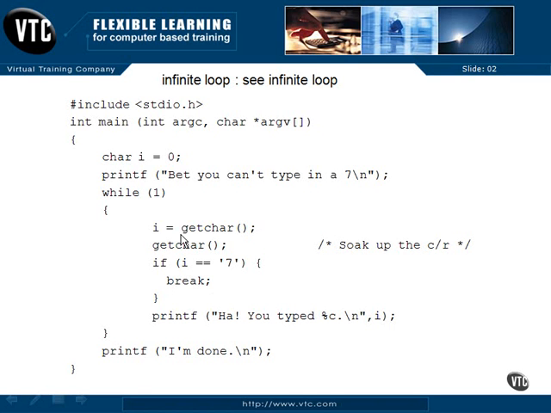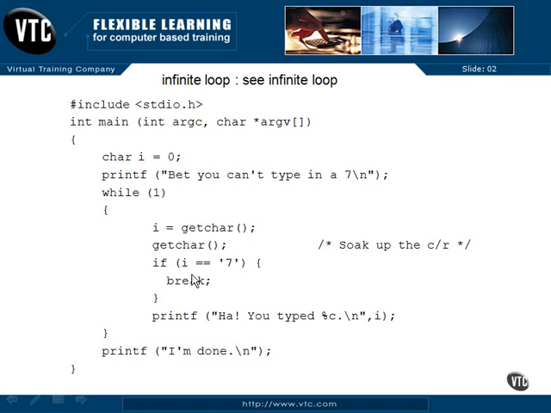So here we're going to say while 1, I is equal to our get character. Here's our carriage return. Soak up the carriage return, get rid of it. Now we do a little test. If I is equal to the character 7, break. Now I put braces around it, which we know from looking at the if statement is not exactly necessary, but I like to have them.